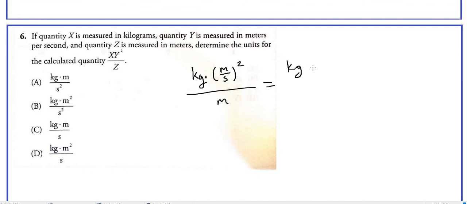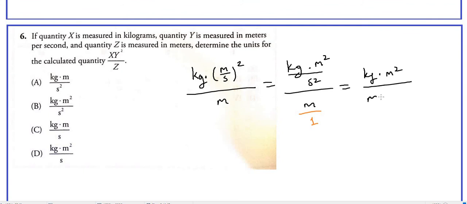Now we're going to obtain kilogram times, if we take the second power of this fraction, meter squared over second squared divided by meter. So this is going to be one fraction over another fraction, which is going to be keep, change, flip. So it's going to be kilogram over meter squared divided by meter times second squared. And here one factor of meter squared is gone. So kilogram times meter over second squared. So the answer is kilogram times meter over second squared. This is A.